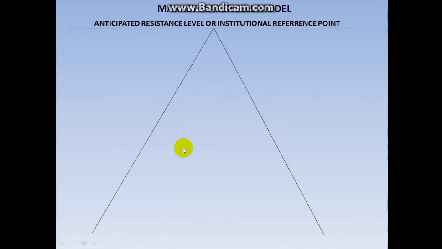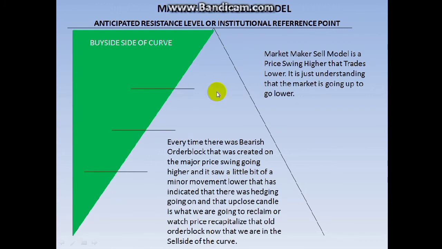Now let's go for a market maker sell model. So of course we have our price action data, right? For a market maker sell model, we have to see price go up to go down. So we have price reaching for an anticipated resistance level or institutional reference point. As you can see, price was reaching for that level. So let's go down for that. Now this will be our buy side of the curve.